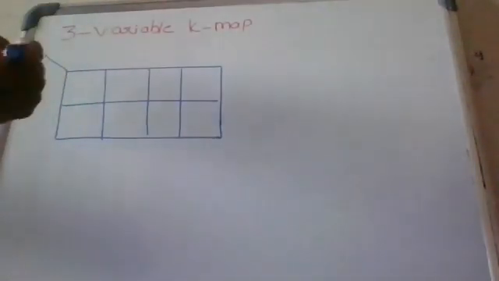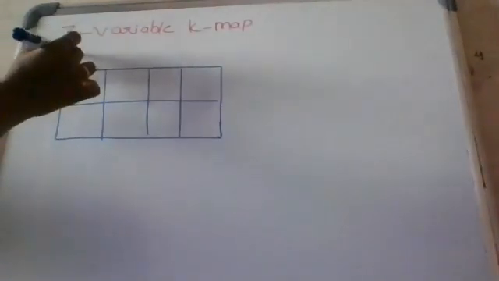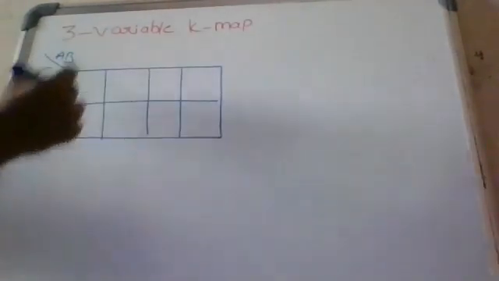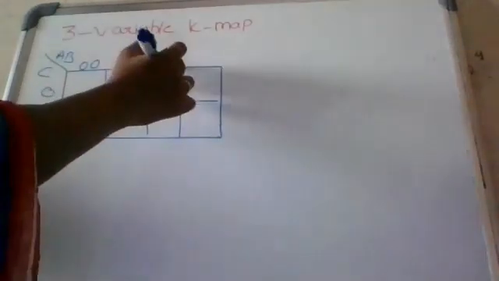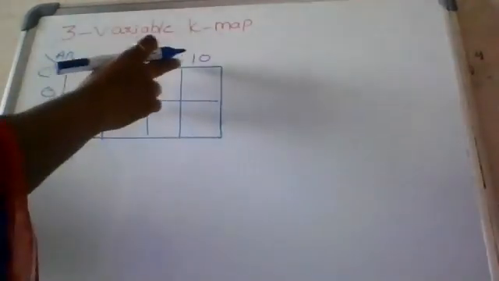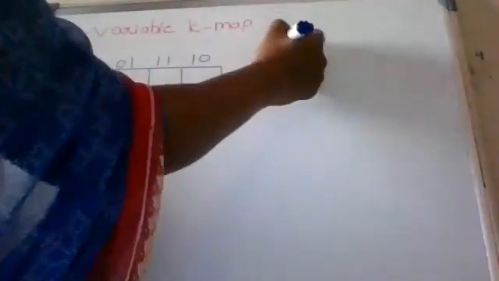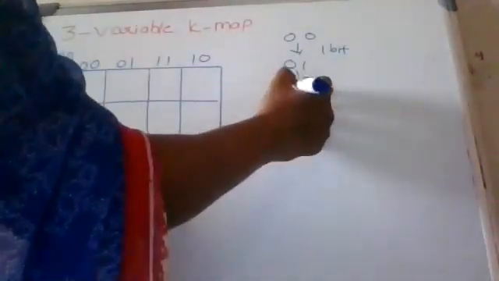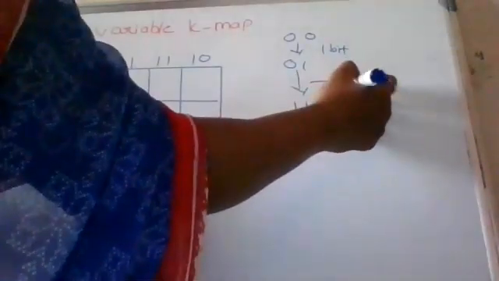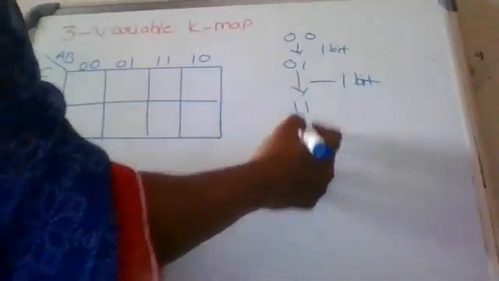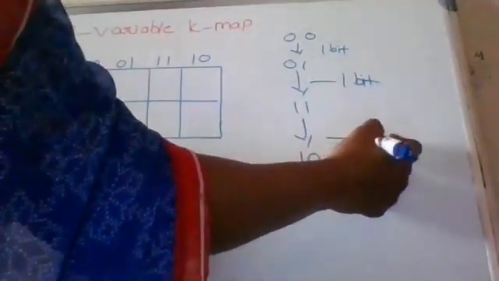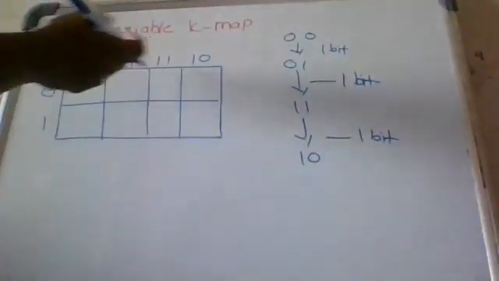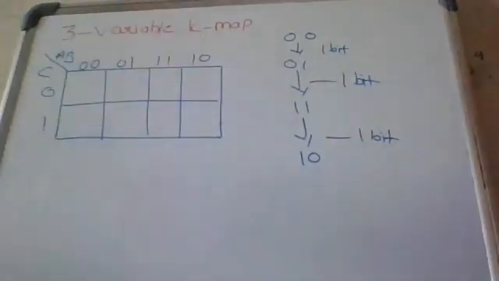So here we have a partition. Here we take AB, here C, 0, 1, and 00, 01, 11, 10. Don't take 10 next to 01 or 11 next to 00, because from 00 to 01 there is a 1 bit variation, from 01 to 11 there is a 1 bit difference, and from 11 to 10 also 1 bit. That's why we take the order 00, 01, 11 and 10. So this is the horizontal three variable K-map.